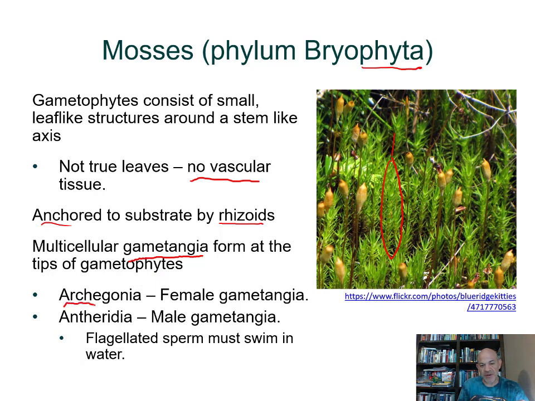You're going to have the female, which is the archegonia. Archegonium is singular, and this would produce the eggs. The antheridia produces the sperm, and they have flagella, and this is why you need water, so that the sperm can swim to the egg.